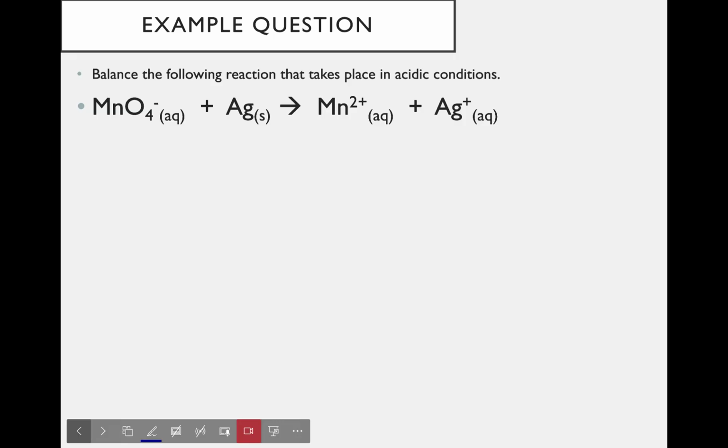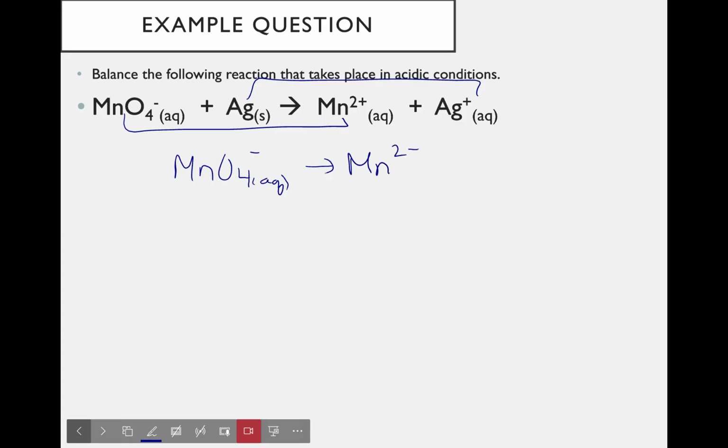So let's take a look at an example of balancing in acidic conditions. Here we're not predicting, but we're coming up with the complete balanced equation. So first we want to see what's related to each other, and that will let us have our half reactions. So we have MnO4 negative, aq, and that's turning into Mn2 positive. The other half reaction will be about silver, and that is turning into the silver ion.